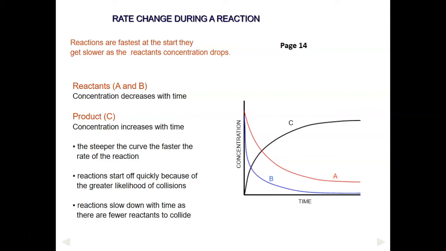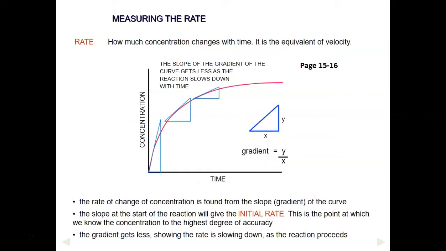But after a time, the reaction starts to slow down as there are fewer reactant particles to collide, until we reach a position of dynamic equilibrium. We can measure the rate of the reaction by taking a tangent to the curve at different times and measuring the gradient. If you remember, the rate of the reaction is equal to change in concentration, which is the change in my y-axis, divided by the change in time, which is my x-axis.